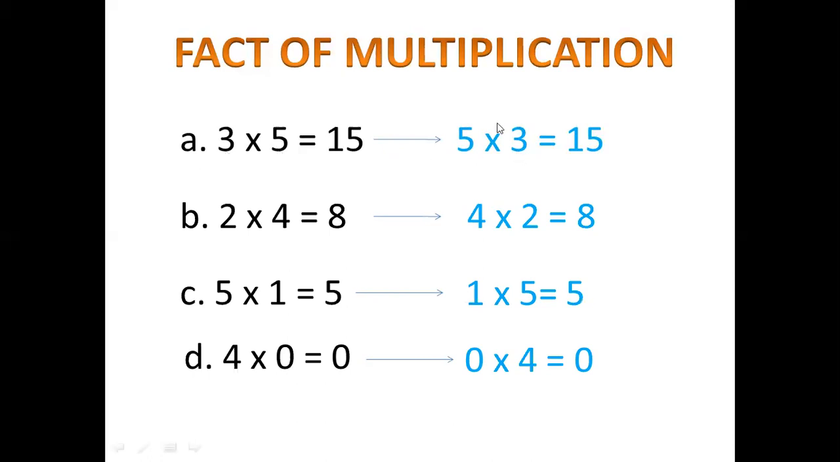front or back, if you change the sequence of the numbers, the answer is going to be the same. So 3 times 5 is 15 and 5 times 3 is also 15. See, 2 times 4 is equal to 8 and 4 times 2 is equal to 8. Similarly, 5 times 1 is equal to 5 and 1 times 5 is also equal to 5. Also, 4 times 0 is equal to 0 and 0 times 4 is equal to 0.